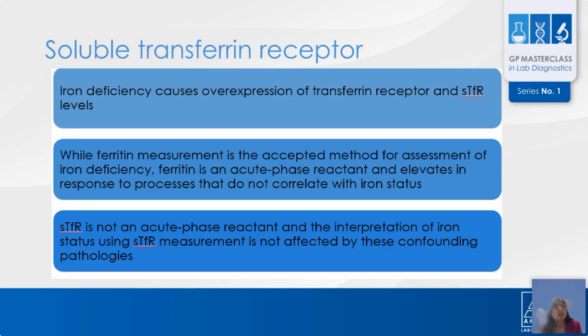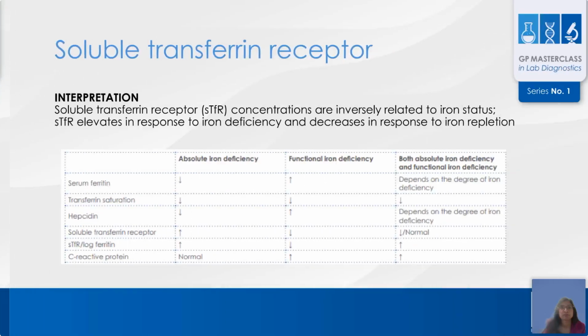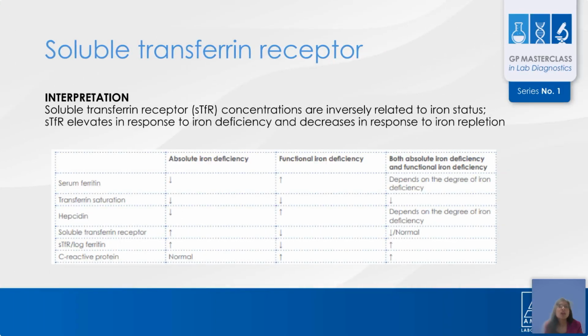So the serum soluble transferrin receptor is not an acute phase reactant, and the interpretation of iron status using this is not affected by those confounding pathologies. It is inversely related to iron status: it elevates in response to iron deficiency and decreases in response to iron repletion. So this is a lovely table.